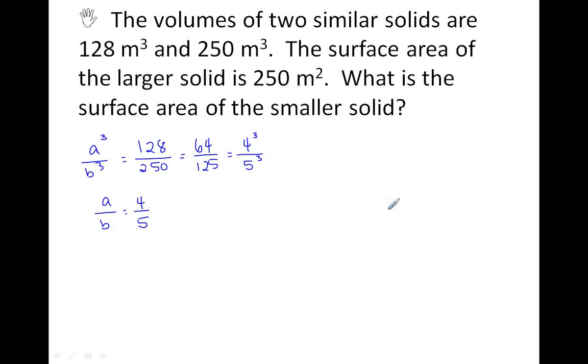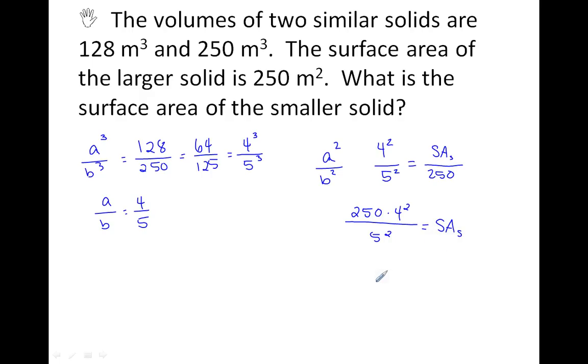Now we can use that to find surface area. Remember, surface area is A squared over B squared. So we're going to have 4 squared over 5 squared. And we're given the surface area of the larger solid, so that's this one down here, is 250. What is the surface area of the smaller solid? So surface area of the smaller one. It's being divided by 250, so we're going to multiply both sides by 250. So 250 times 4 squared divided by 5 squared equals the surface area of our smaller solid. We do that multiplication, we get 160. Our unit is square meters. So that is the surface area of our smaller solid.